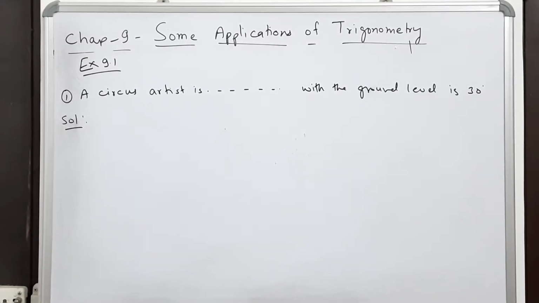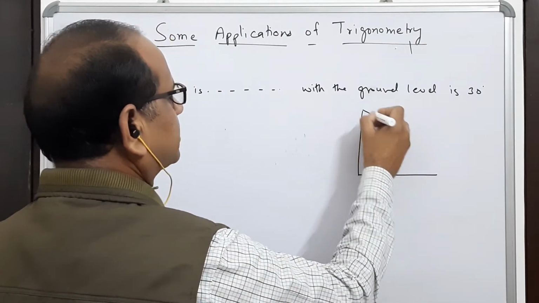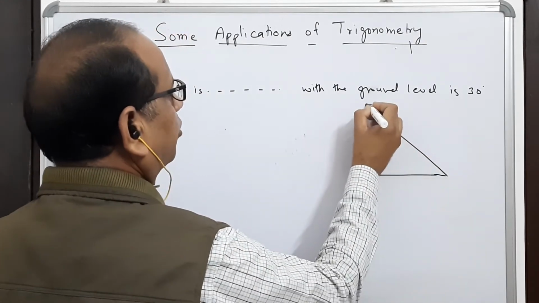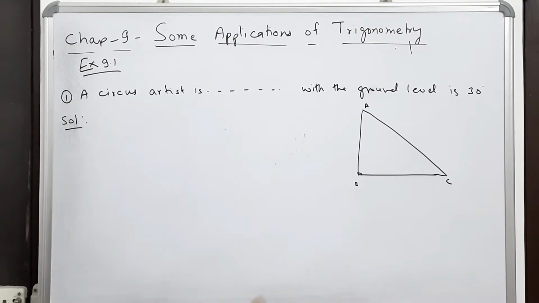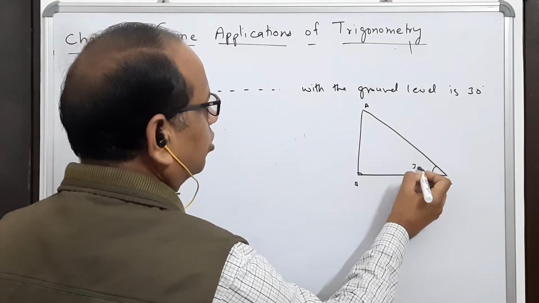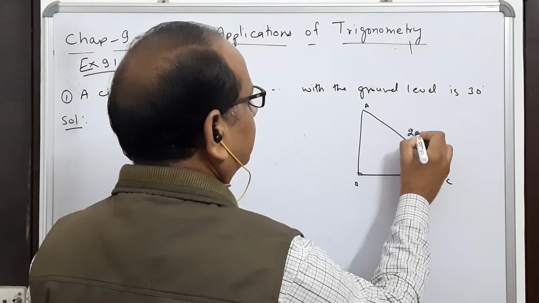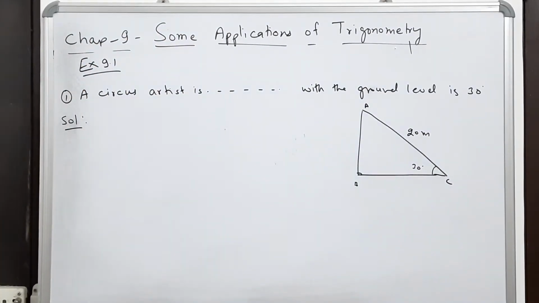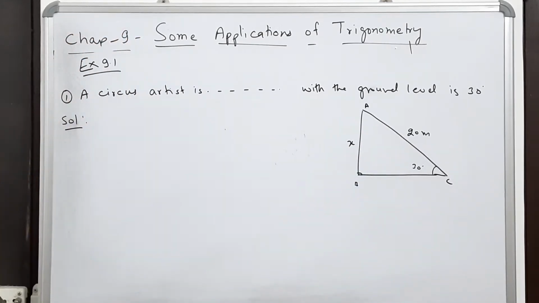A circus artist is climbing a 20-meter long rope which is tightly stretched and tied from the top of a vertical pole. The problem is that there is a pole here and a rope is tied. AB is the pole and this AC is the rope, and it is tied to the ground, and this rope is making an angle of 30 degrees. The length of the rope is 20 meter. Now we have to find the height of this pole. This x we have to find. This is problem number 1.